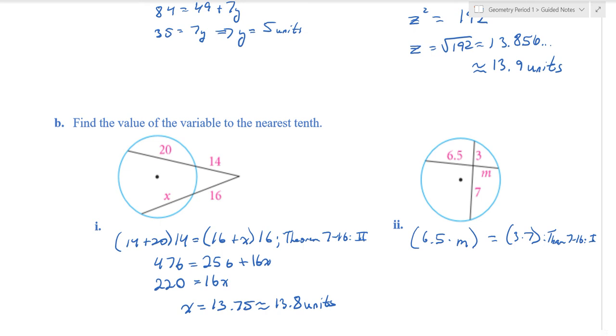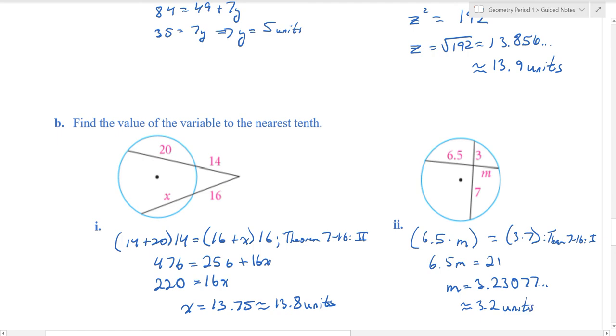So that becomes 6.5m equals 21. We divide both sides by 6.5, and we get that m equals 3.23077 because it keeps going. So rounding that to the nearest tenth, that means that m is approximately 3.2 units. And that's that one.